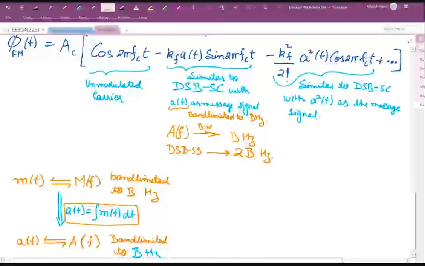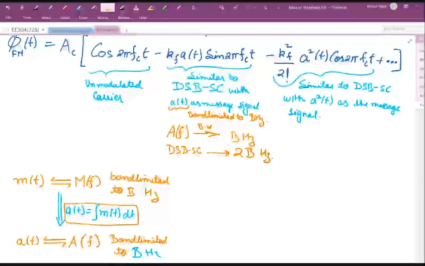Yes, I have said DSB-SC. So in DSB-SC, the overall bandwidth is 2B. If the message signal has bandwidth B, then the DSB-SC signal has twice that bandwidth. Now, in the third term, what is the bandwidth of the message signal? The equivalent message signal for the DSB-SC signal here is a square t, not a(t). Yes or no? Now if this is a square t, I can write this as a(t) times a(t).